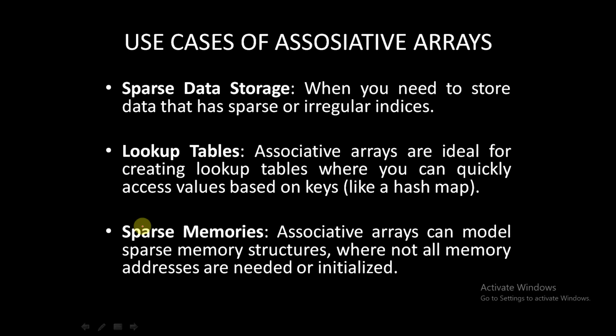Now coming to the use cases of associative arrays. Now we have seen sparse data storage, when you need to store data that has sparse or irregular indices, and lookup tables. Associative arrays are ideal for creating lookup tables where you can quickly access the value based on the keys, like hash map. And sparse memories: associative arrays can model sparse memory structures where not all memory addresses are needed or initialized. We will see this particular example now.